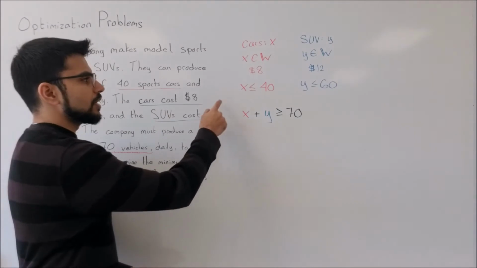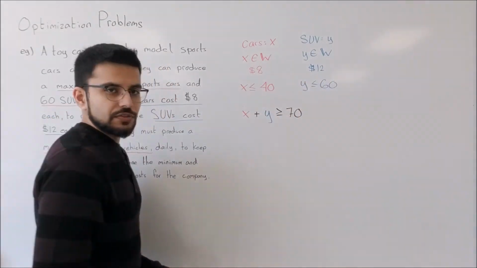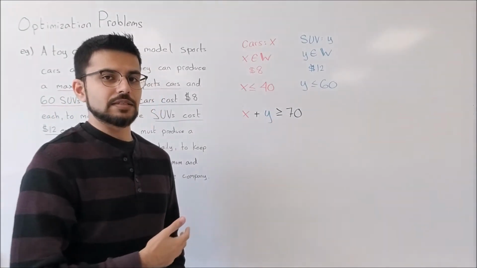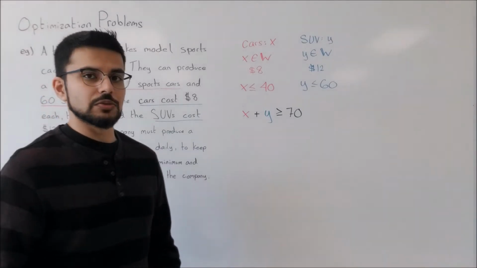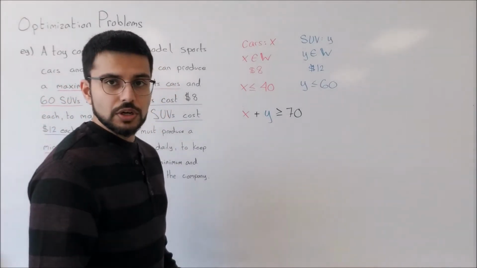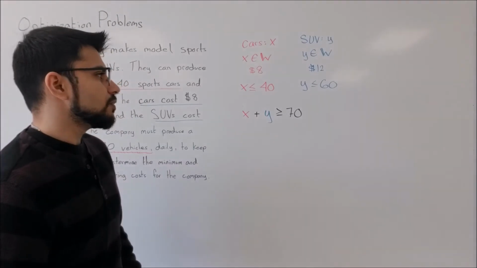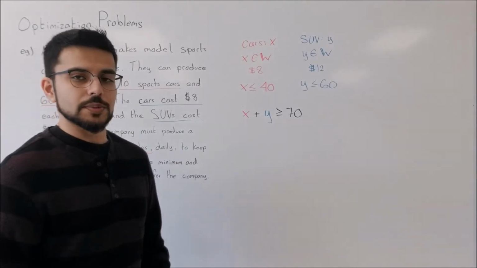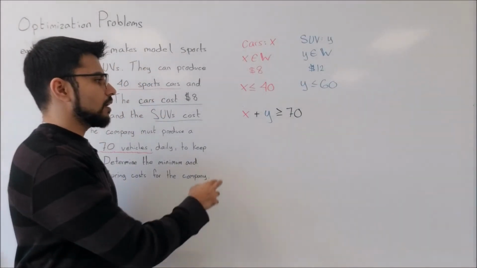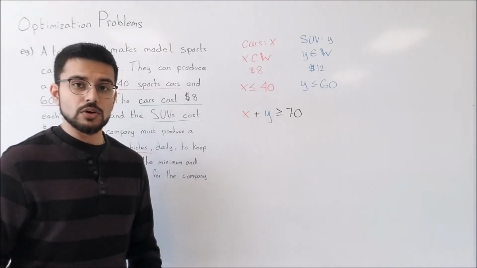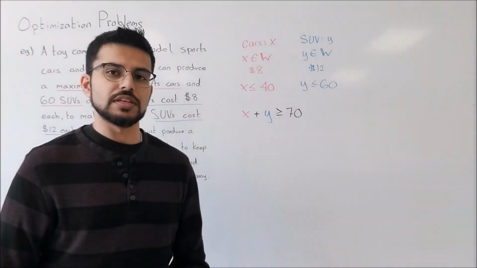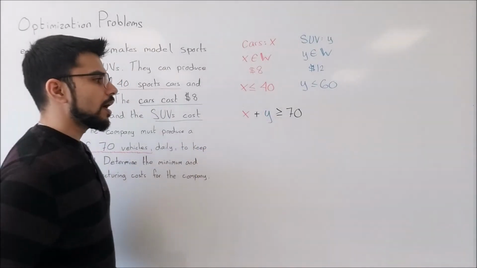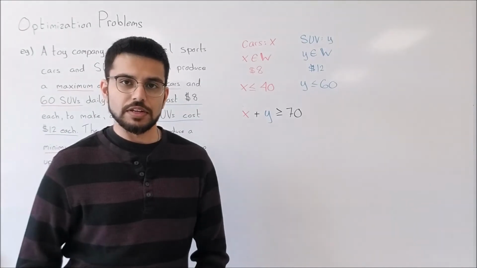I know cars will be $8 and SUVs are going to be 12. And the third thing I've done is an inequality for each of them. So I know that X must be less than or equal to 40. I'm letting X be my cars. So I can have less than or equal to 40 cars. I can't have more than 40 cars, that's what my limitation was. And for my SUVs, I must have less than or equal to 60 of them. So Y is less than or equal to 60. I can also make an inequality with both X and Y because I know I must have greater than 70 because I need a minimum of 70 vehicles per day. So X plus Y is greater than or equal to 70.